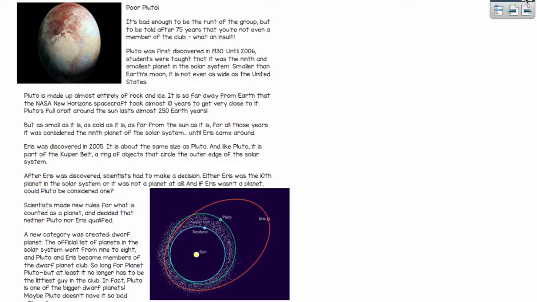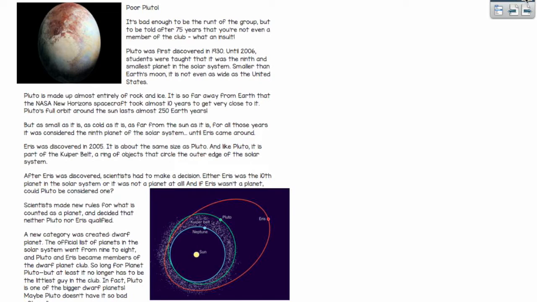What an insult. Pluto was first discovered in 1930. Until 2006, students were taught that it was the 9th and smallest planet in the solar system. Smaller than the Earth's moon, it is not even as wide as the United States. Pluto is made up almost entirely of rock and ice. It is so far away from Earth that NASA's New Horizons spacecraft took almost 10 years to get very close to it. Pluto's full orbit around the Sun lasts almost 250 Earth years.